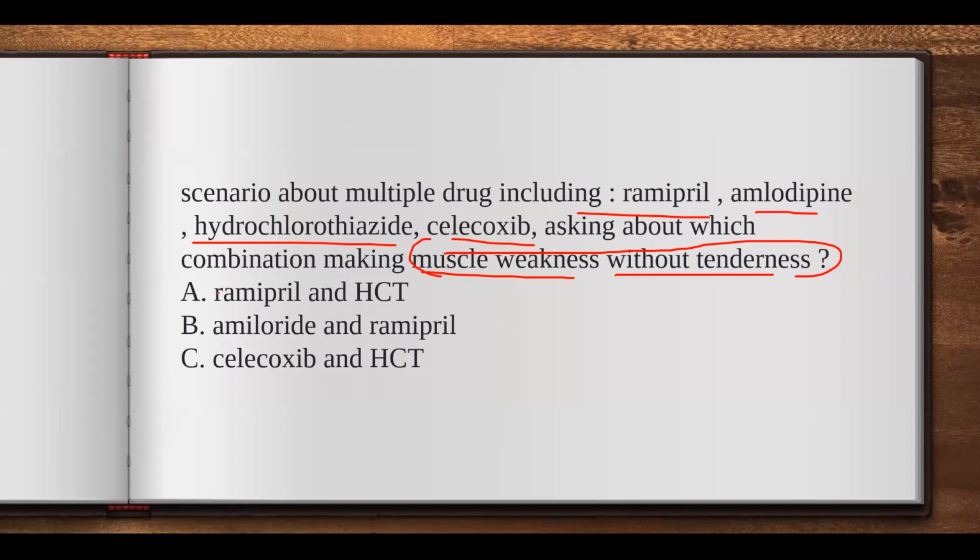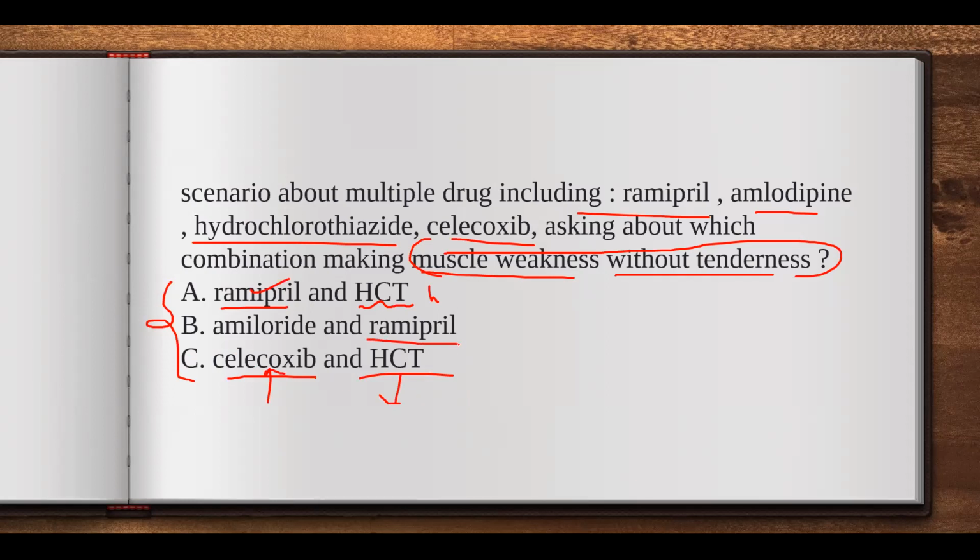Now, the options are these three: ramipril and hydrochlorothiazide, amiloride and ramipril, celecoxib and hydrochlorothiazide. This patient is also on amiloride. Okay. So what do you think? Very easy. Thiazide diuretics cause hypokalemia. Ramipril, an ACE inhibitor, causes hyperkalemia, right? But if this one causes hyper, this one causes hypo, so they should counteract each other and potassium should be normal. Same with celecoxib and hydrochlorothiazide. This causes hypo and this causes hyper.